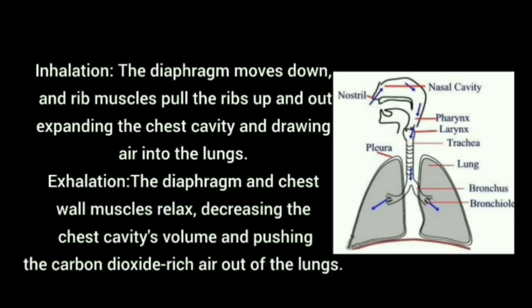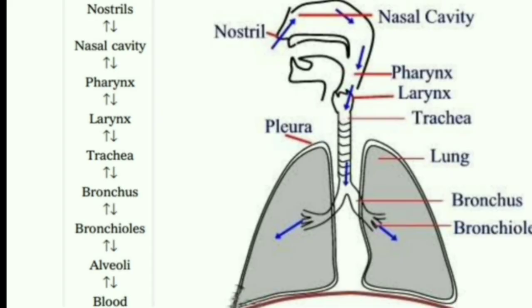Next, the process of respiration. First, we are learning about inhalation. Oxygen enters into the lungs. Inhalation means the entry of air into the lungs from the outside. The diaphragm moves down and the rib muscles pull the ribs up and out, expanding the chest cavity and drawing air into the lungs. Here we can see the pathway of air entering.